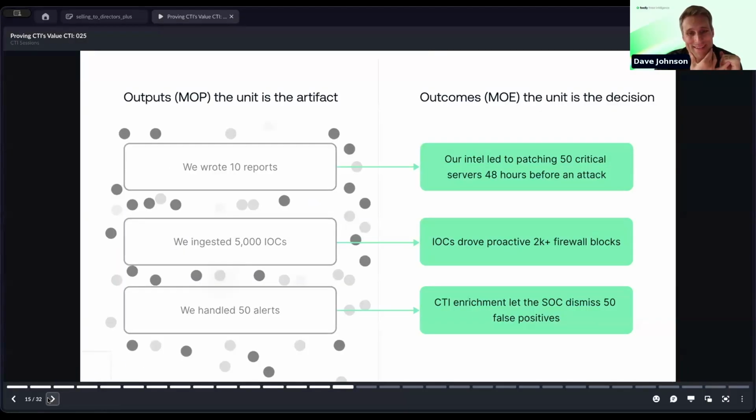All right, and this one is measures of performance versus measures of outcome. It's just another way to illustrate. There are so many ways to measure performance, but really, as part of that story, it's saying our intel led to this action before an attack happened, potentially. So maybe CTI is proactive enough.